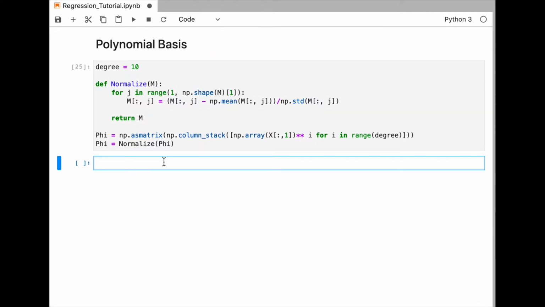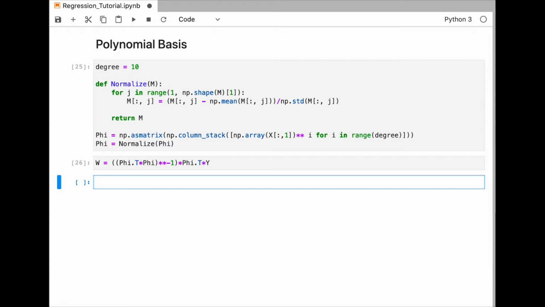Something is wrong here. I forgot to add the dividing. Okay, and now we need to build a model, which is as before. It is phi transposed times phi, all that to the power of minus one, times phi transposed times y. The same model, but now applied over phi instead of x. Okay, so now we have the model.